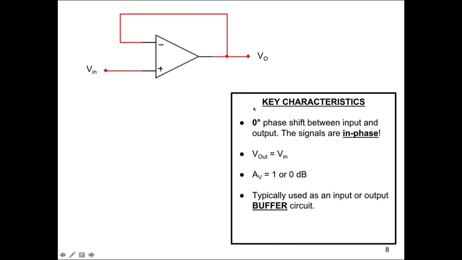So key characteristics: no phase shift. The output signal is in phase. Output voltage equals Vin. The gain is equal to 1 or 0 dB. It has very high input impedance and very, very low output impedance. So it has a lot of applications.